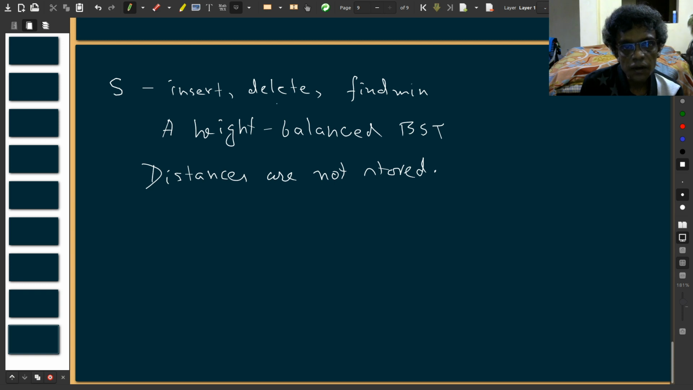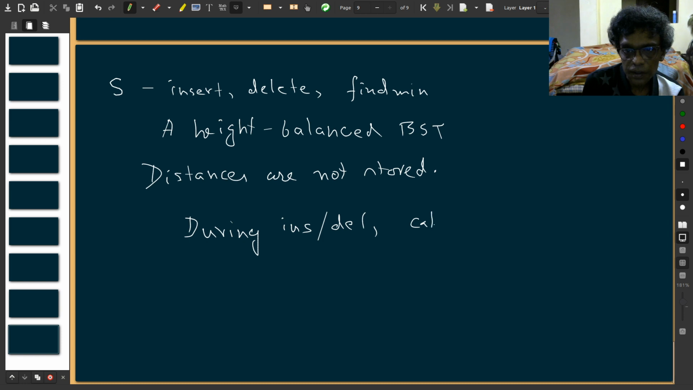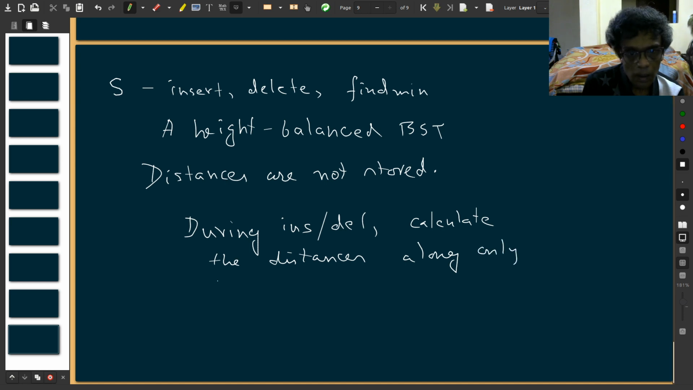But when inserting or deleting an edge, we will calculate the distances. During insert or delete, we just calculate the distances along only the insert or deletion paths, not in the entire tree.